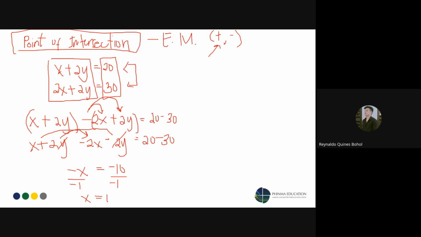So our answer here is x is equal to 10. So our x-intercept or our x coordinate is 10 for the point of intersection.